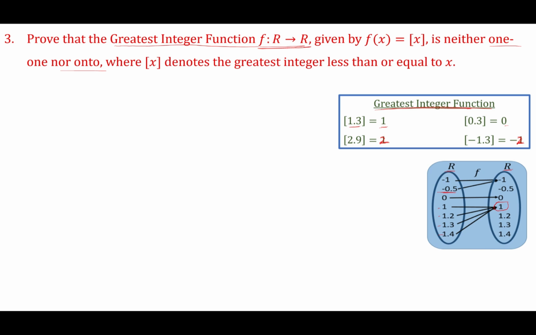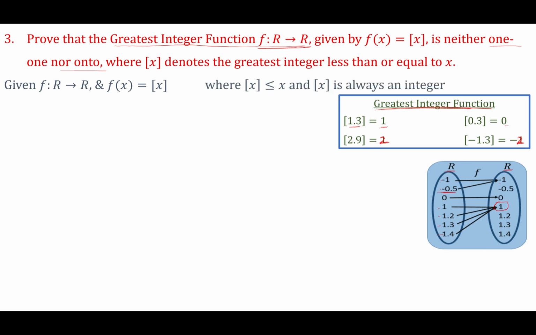So if you see this figure, it is not a function, because two elements of the domain couldn't have the same image. If it is not a function, that means it is not 1, 1 as well as onto. Let us prove it. At first, what is given? Function f: R to R is defined as greatest integer of x. We have to prove it is not a 1, 1 function.